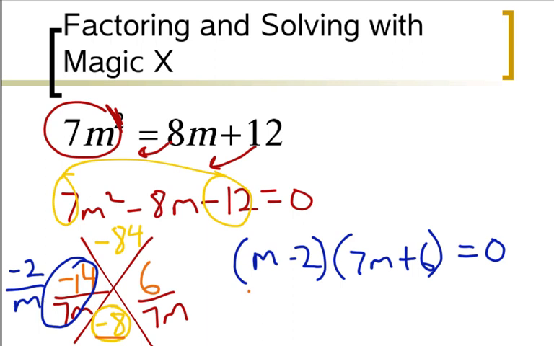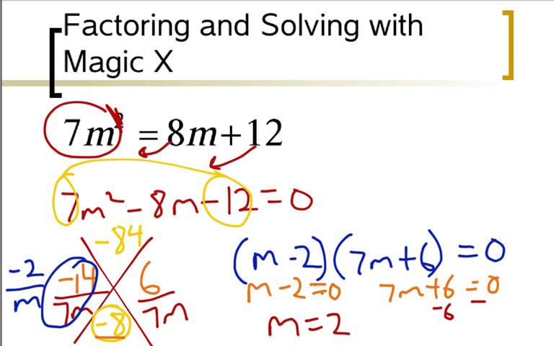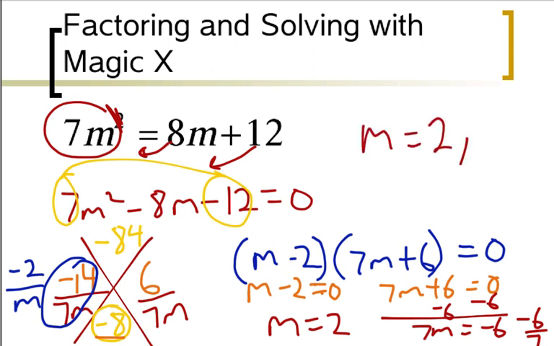Now I set each one equal to 0, so m minus 2 equals 0, and 7m plus 6 equals 0. So now I just need to add 2 and get m equals positive 2, and I subtract 6, divide by 7, and I'm going to get m to also equal negative 6 over 7. I kind of ran out of room, so I'll write it up here. m equals 2 and negative 6 over 7.